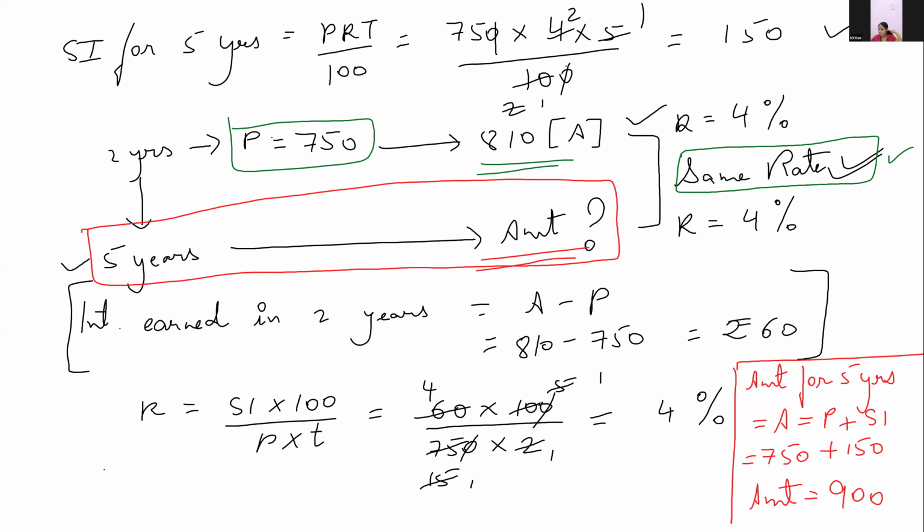1905? No, it's 900 only. Yes, the answer will be 900. Then we had question 5. Any doubt in that? CI you had to calculate.